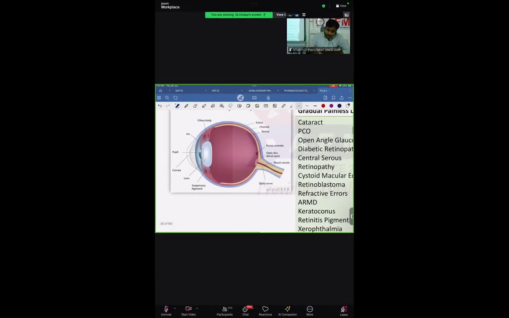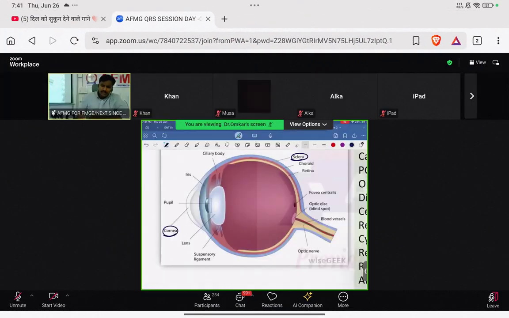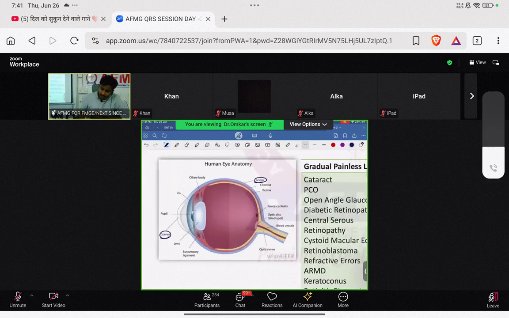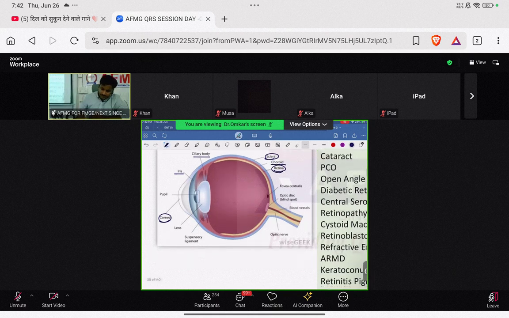Now, ये देखो, the outer blue layer is the fibrous layer. Posterior 4/5 is formed by sclera. Anterior 1/5 is formed by this transparent structure known as cornea. Next, the middle layer is the vascular layer, beta, known as uvea, formed by three parts. The first is iris, second is ciliary body, and the third is choroid, beta. Third is the innermost layer, the yellow layer that you are able to see. It is an incomplete layer known as retina, beta.